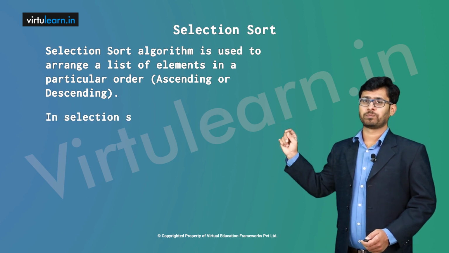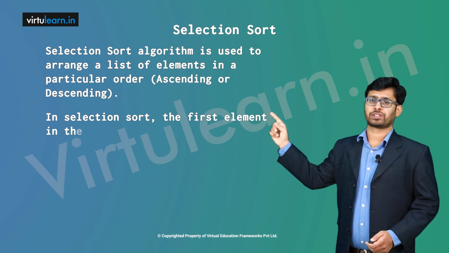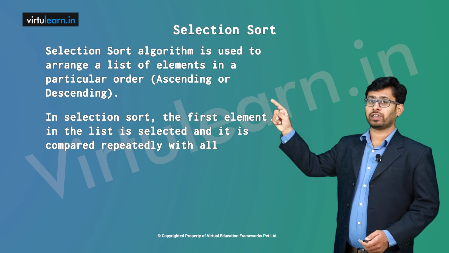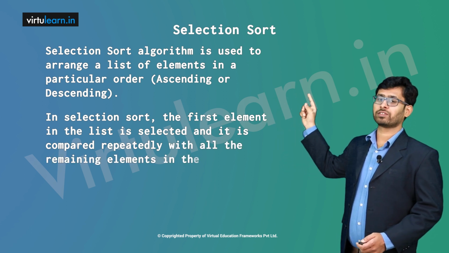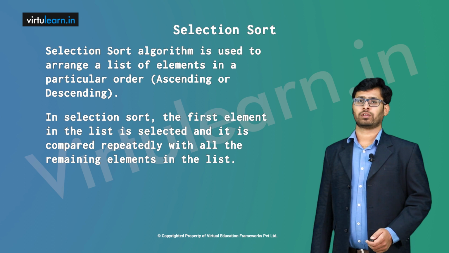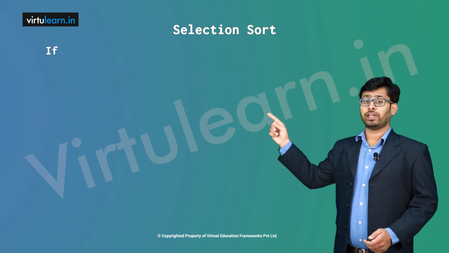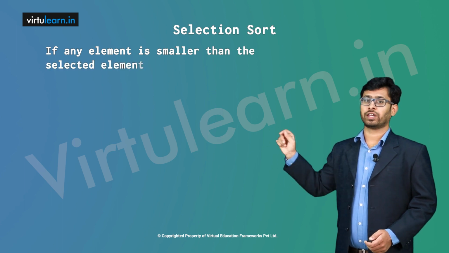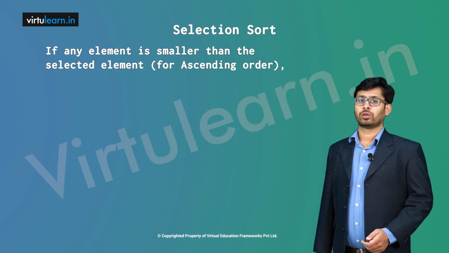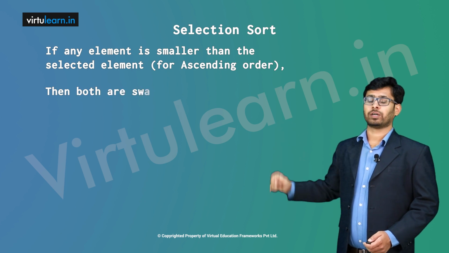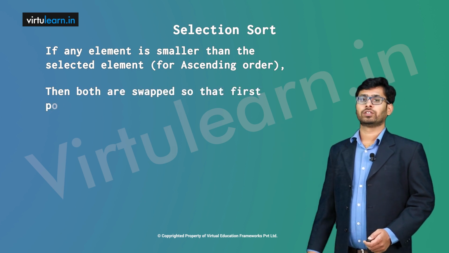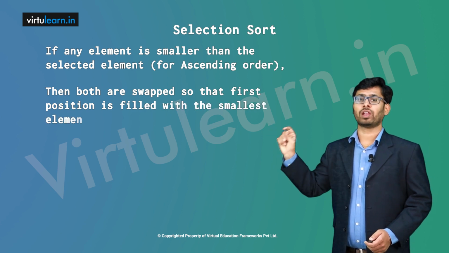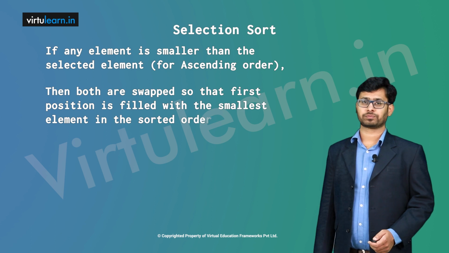In selection sort, the first element in the list is selected and it is compared repeatedly with all the remaining elements in the list. If any element is smaller than the selected element, that is in the ascending order, then both the elements are swapped, so that the first position is filled with the smallest element in the sorted order.